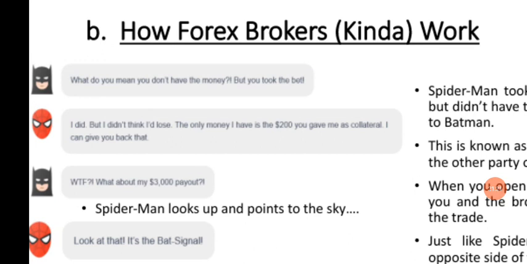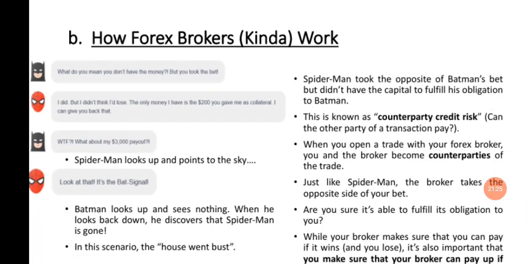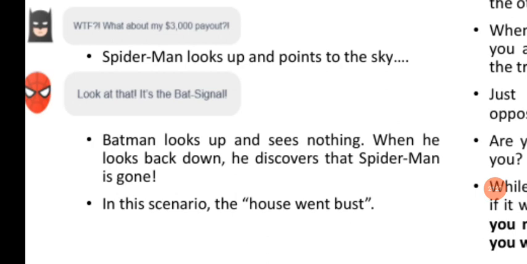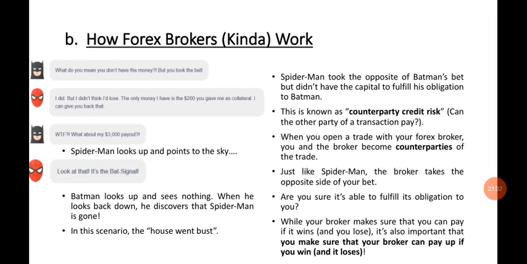"WTF, what about my $3,000 payout?" Spider-Man looks up and points to the sky. Spider-Man goes, "Look at that. It's the bat signal." Batman looks up and sees nothing. When he looks back down, he discovers that Spider-Man is gone.